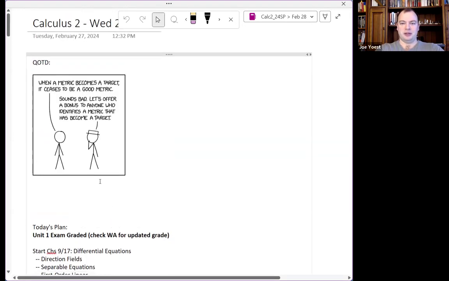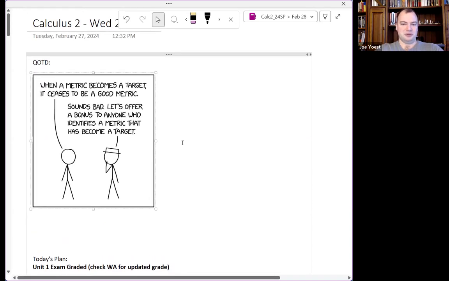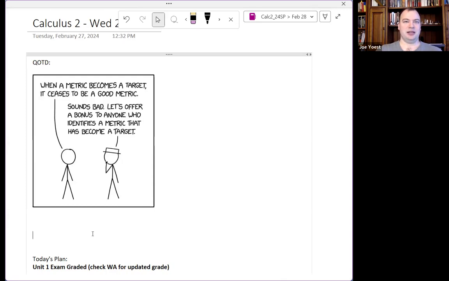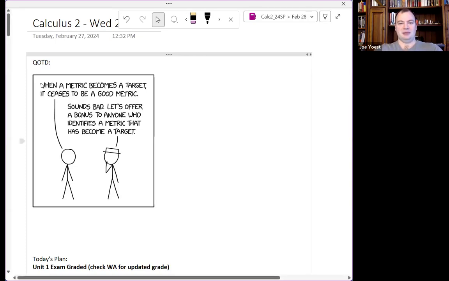The quote of the day today is more of a meme of the day. I actually just saw this pop up on Facebook yesterday. There's a media outlet that makes comics called XKCD, and they make a lot of these funny comics with stick figures. They're usually about nerdy things, about computer programming or math or science. But here one guy is saying to the other, when a metric becomes a target, it ceases to be a good metric.